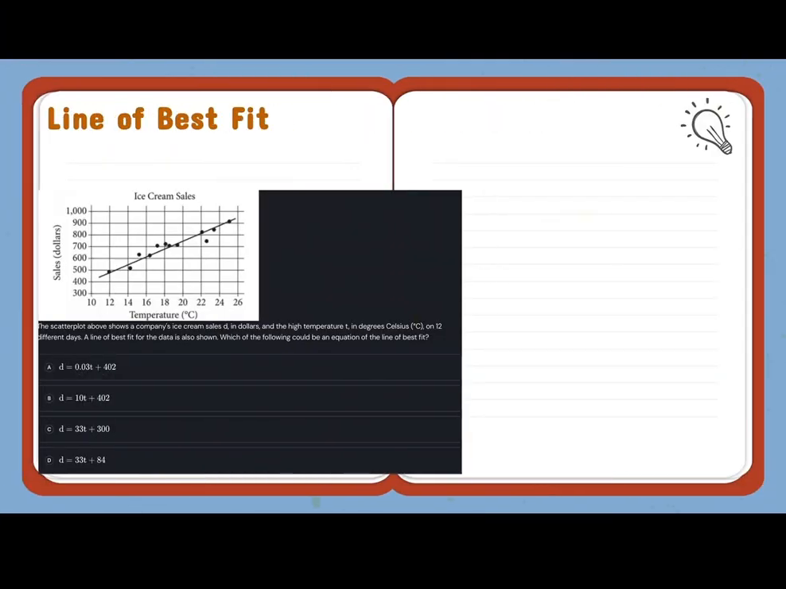Okay, line of best fit here. The scatter plot shows the ice cream sales in dollars and the temperatures T in Celsius on 12 different days. We have a line of best fit, and we need to find what could be used as the line of best fit. So again, we're estimating 2 points here: 12, 480 and 24, 880. Now these numbers don't have to be perfect. We are just estimating, but it is better to try and be as accurate as possible.